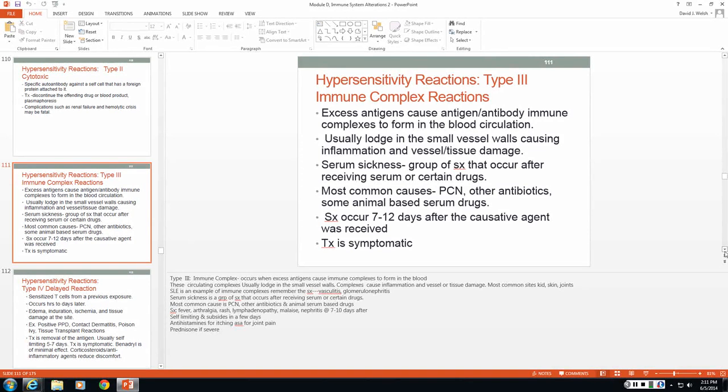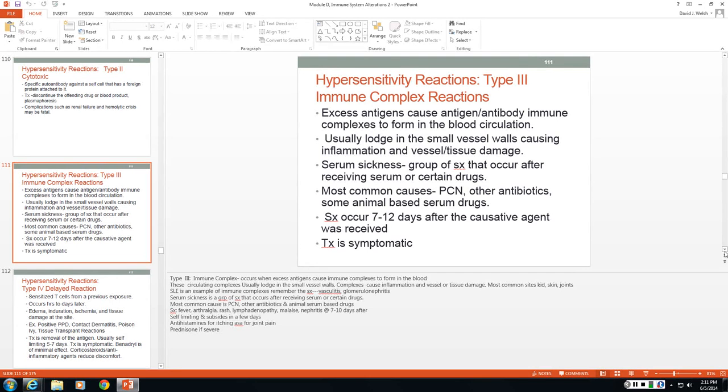Your symptoms are going to be fever, arthralgia, rash, lymphadenopathy, malaise, nephritis, and it usually occurs 7 to 10 days after being exposed to it. Now, this is usually self-limiting and subsides within a few days.